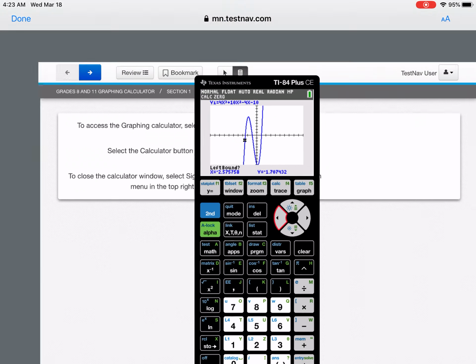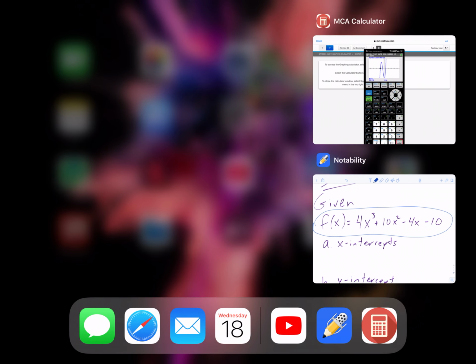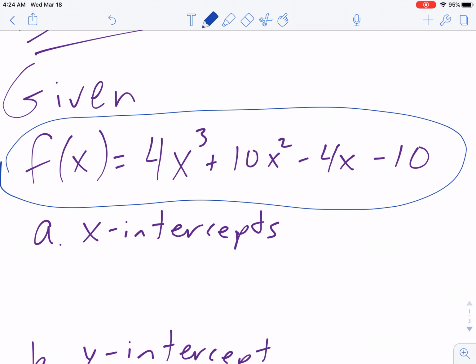I'm going to push enter. I'll move it to the right, push enter. You don't ever need to guess on this, push enter. So we got negative 2.5, 0. So our x-intercepts, we're going to end up with 3 of them here. So it's going to be negative 2.5, comma 0. And we'll find the next one.